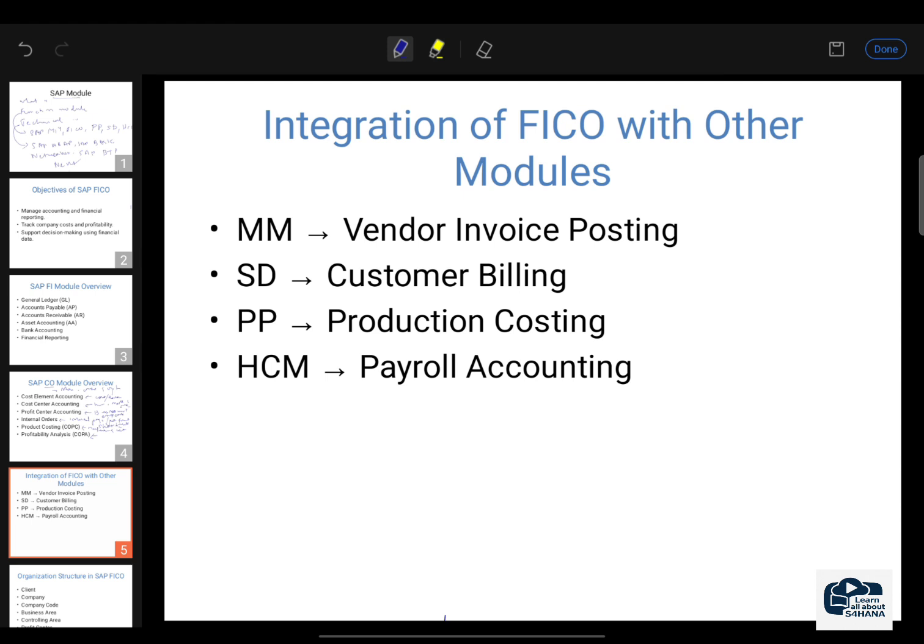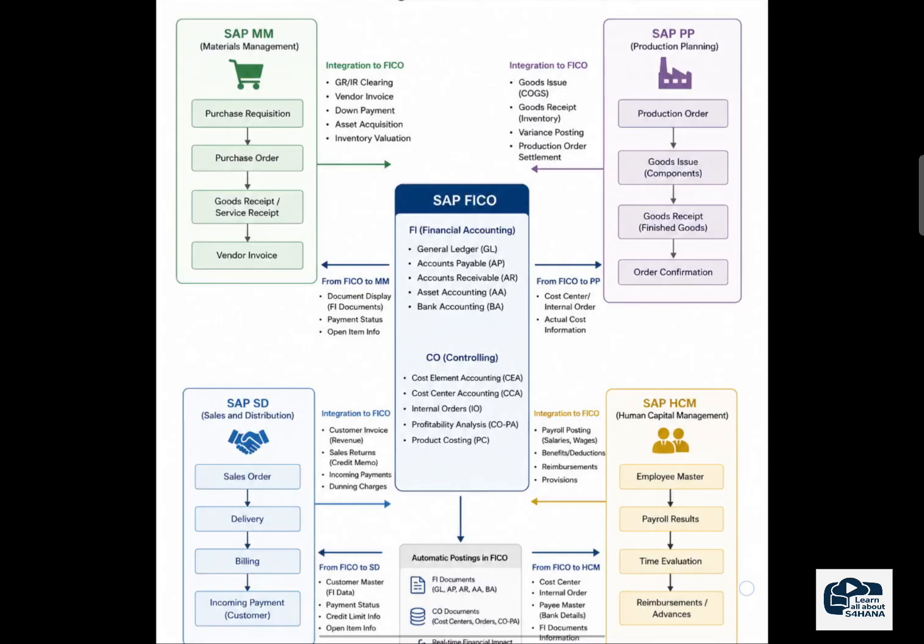So I'm going to explain these integrations with a picture. This is the picture. As you can see, the center of this diagram is SAP FICO, which handles all financial accounting and controlling activities in an organization, right? This SAP FICO is like the heart of all the modules. So first, what is the purpose of SAP MM integration with SAP FICO? I'll explain this with real-time examples.